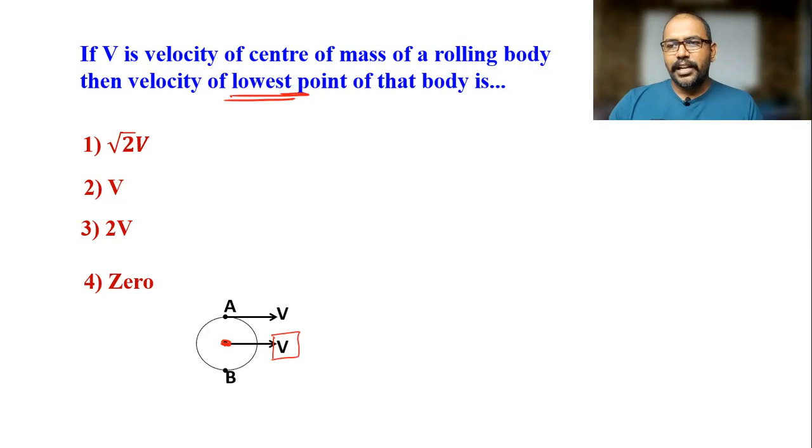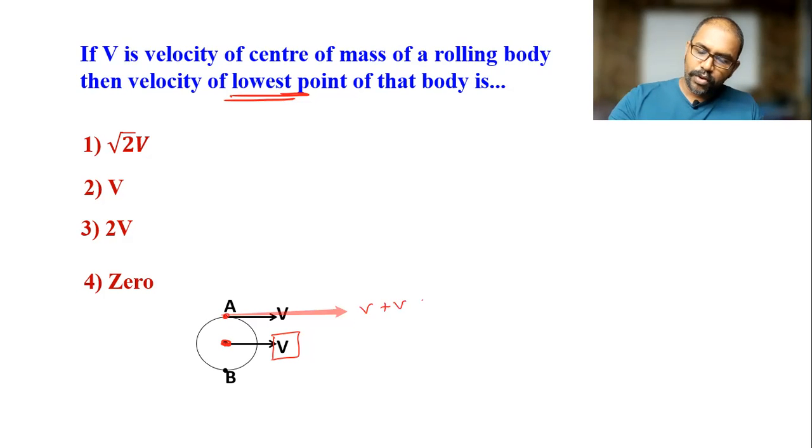We discuss here the relative velocity of all the points. The highest point also moves with the velocity v, but we are talking about the relative velocity. So the relative velocity for this point is v plus v, so it comes to 2v. But they have not asked about the highest point here. They ask about the lowest point. So the relative velocity for this lowest point is v minus v. So it comes to 0.